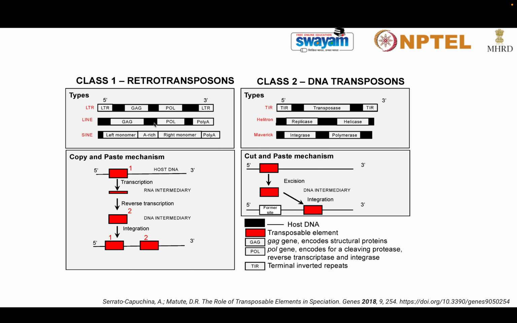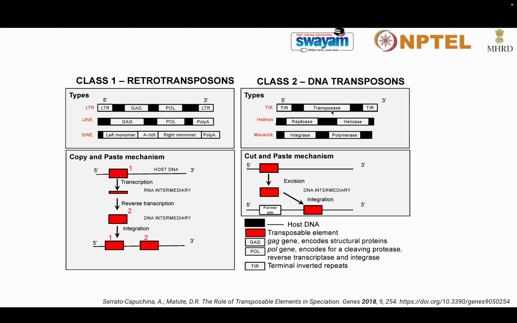Similarly, in LINEs, there are genes such as GAG and POL which are present, and then poly A. In SINE also, it has left monomer A rich, right monomer, and poly A. So not all the retrotransposons can code for some protein, but there are few which can code. Whereas in DNA transposons, the genes which are present are transposases, replicase, helicase, integrase, polymerase.